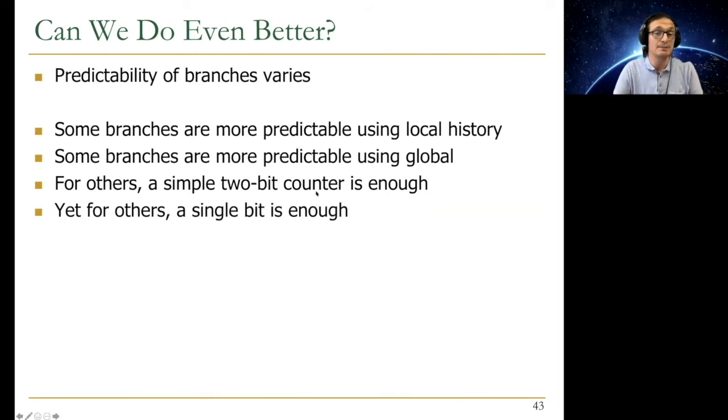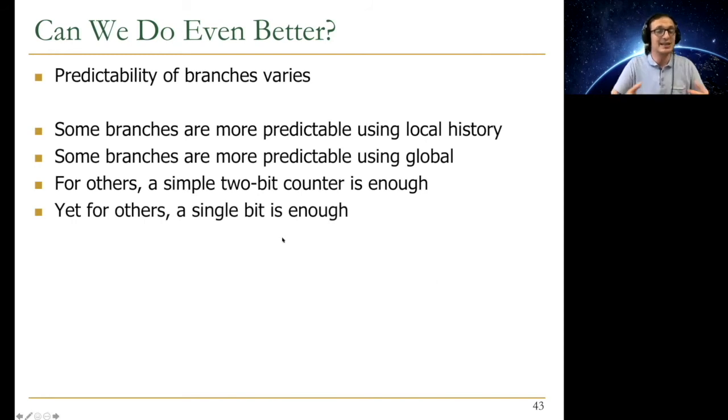For some others, a simple 2-bit counter is enough. Yet for others, a single bit is enough because they're highly biased. In fact, the compiler can do a good job. For example, if you have an error checking branch, if you check whether a pointer is null, probably you're not going to take that branch unless something is wrong with the program. If it's at the end of a linked list or so, maybe it depends on how the access pattern is, how your linked list is. But if it's an error checking branch, you can be sure that you're not going to take that branch unless there's something wrong with your program. So you can use a single static bit for that.